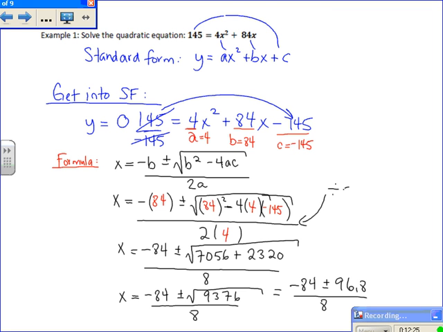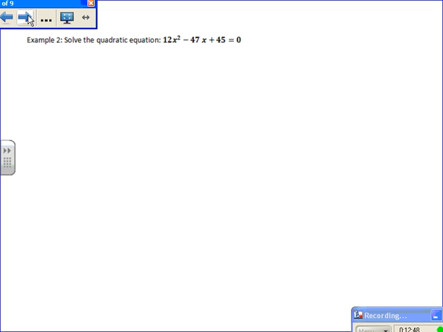Okay, and so there are now two possible roots, because one root is when I take negative 84 and I add 96.8 and divide by 8. The other root is when I subtract 96.8 from negative 84. And those are going to give me two different numbers. Okay, I'm just going to give myself a clean page, but hopefully you've still got a little bit of room on your page.